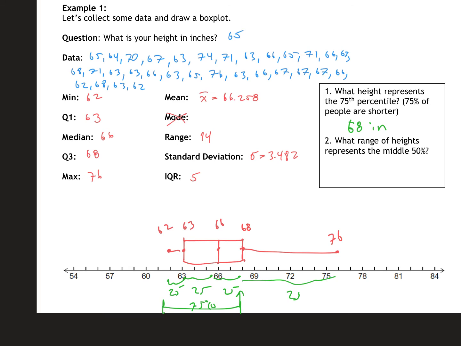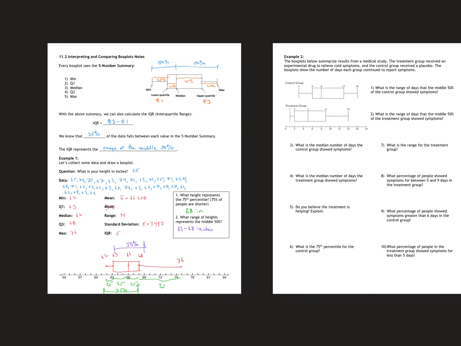What is the range of the heights that represent the middle 50%? So here's the middle 50%. So that is your IQR. So that range would be 63 to 68 inches. So it's just kind of being able to read your data and go from there and getting all your information.